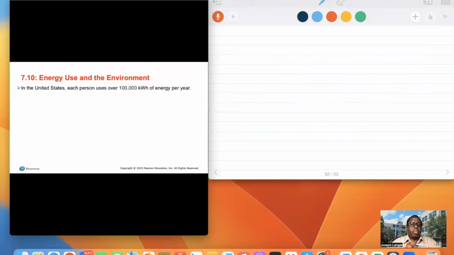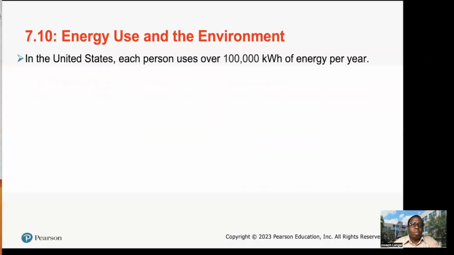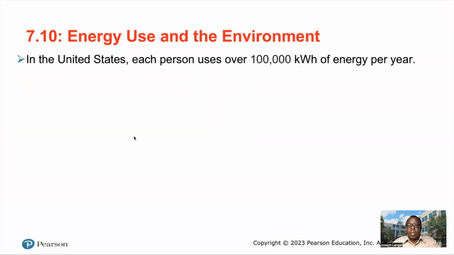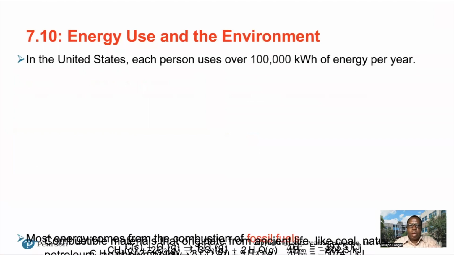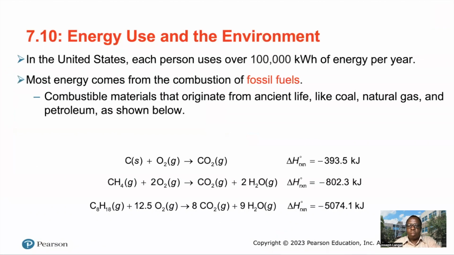Lastly, let's look at the energy and the environment in section 7.10. It's a brief section on the energy and the environment. Literature states that in the United States, each person uses over 100,000 kilowatts of energy per year. This is a lot. And where is the source of all this energy? It comes mostly from fossil fuel.